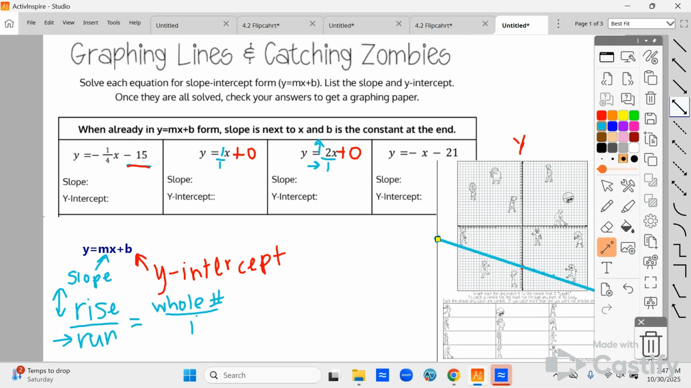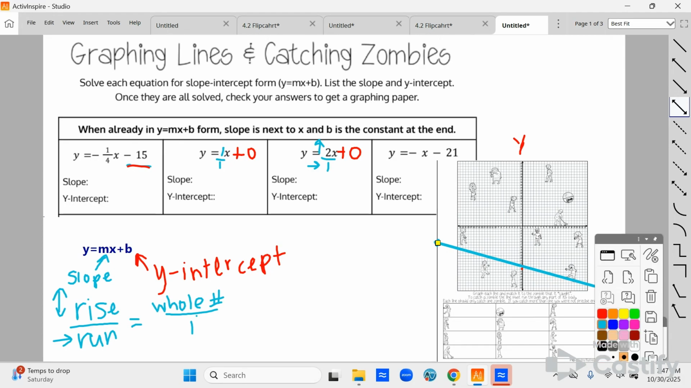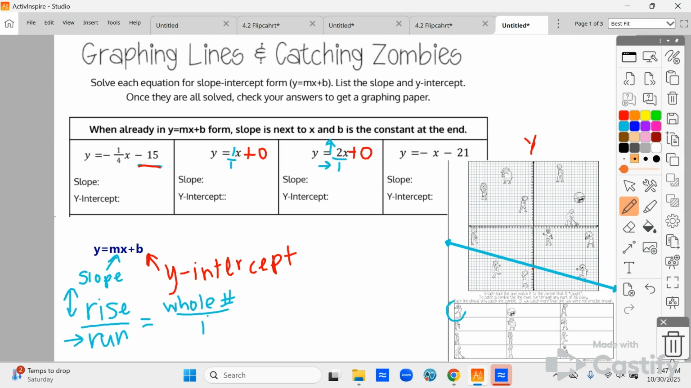Adjust this, and I need to adjust the other side. Down 1, right 4. So here it's hitting, and you'll see that it's really close to 2 zombies. But based on my graph, it's hitting the leg of this zombie. So I'm going to write the equation y equals negative 1/4 x minus 15. And again, it's so tiny. I'm just writing the best I can. But there's a little start for you here on this section. Let's go to the next section.